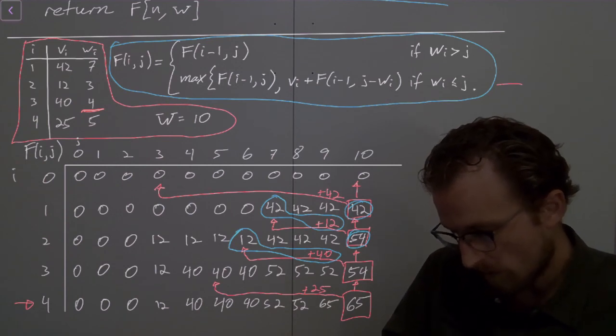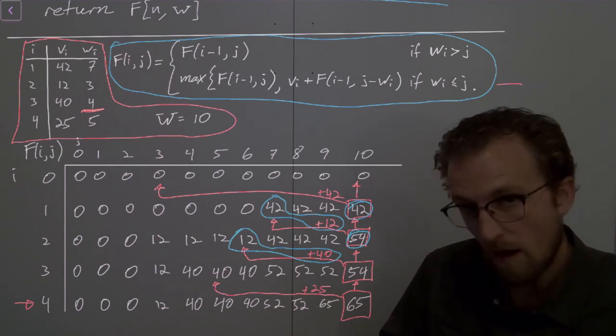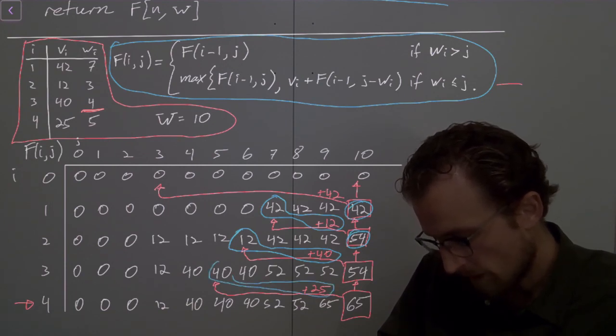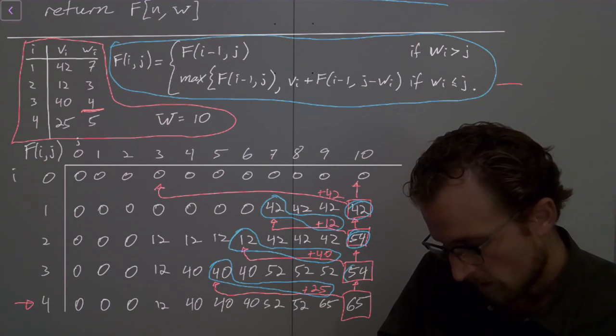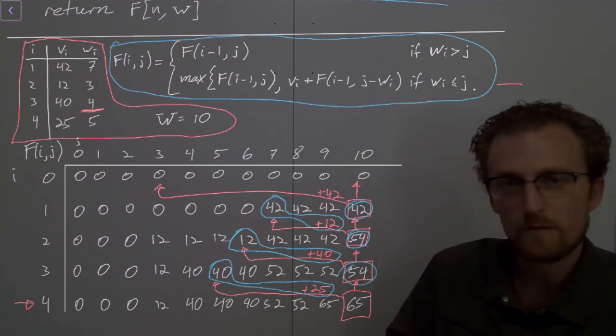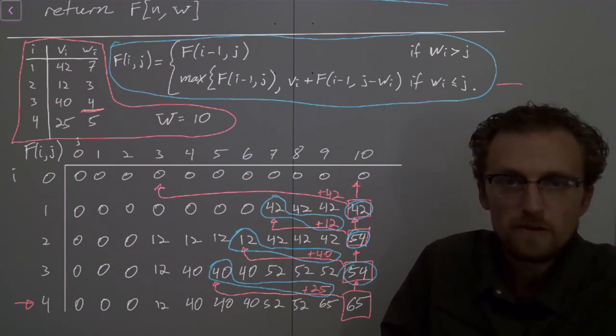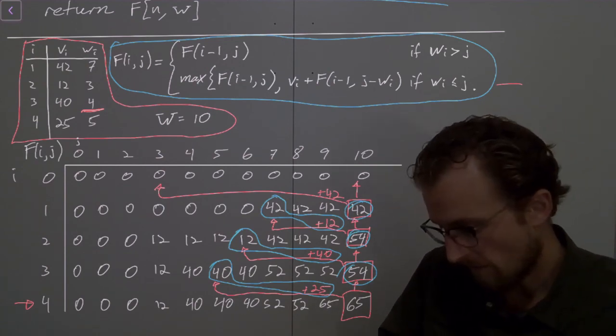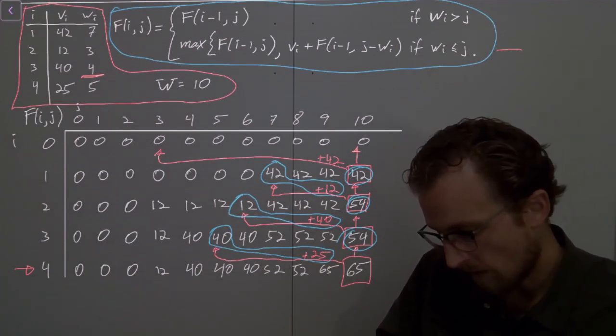Very interesting. All right, 65 there. And so now what are we doing? We're comparing 40 plus 25 with 54. I'll do my same blue circle thing again, just to be clear about this. Okay, so we're comparing 40 plus 25 with 54. 40 plus 25 is obviously larger, so the optimal value of a subset here is 65. And this is the correct answer.